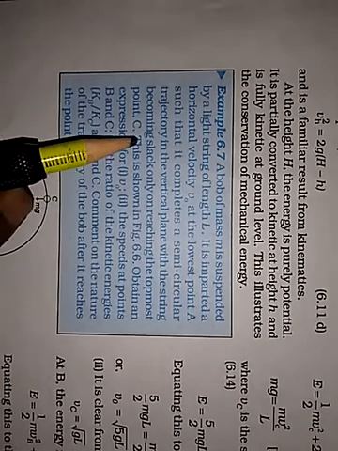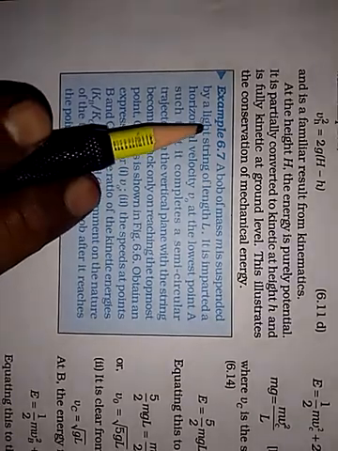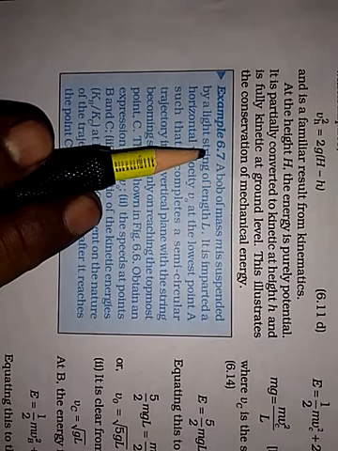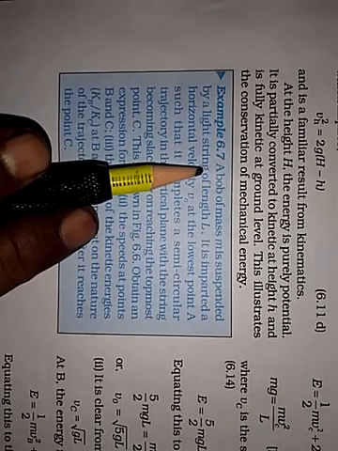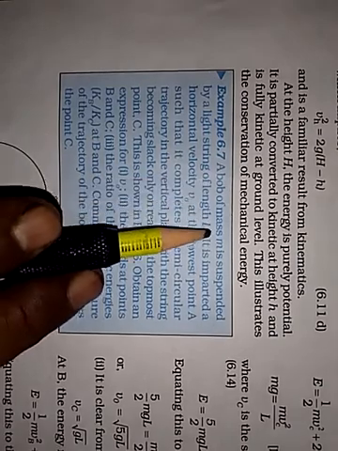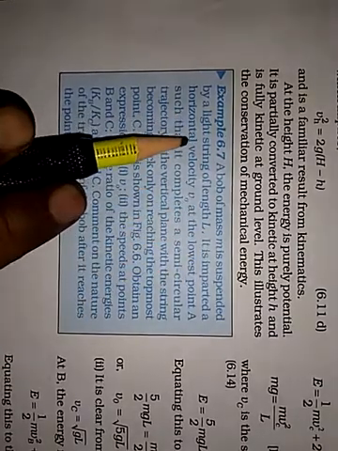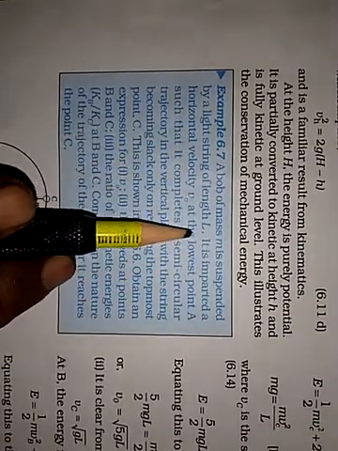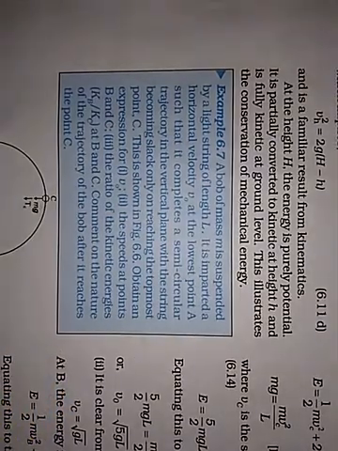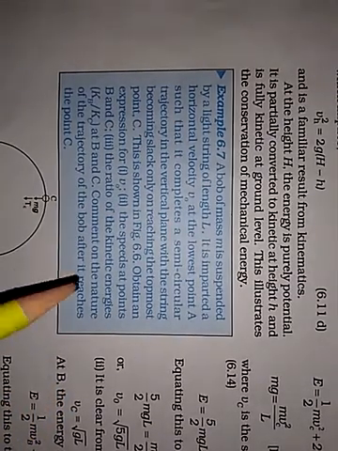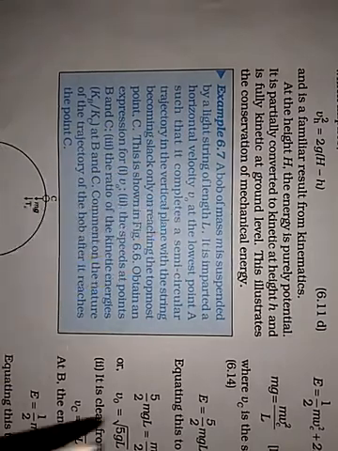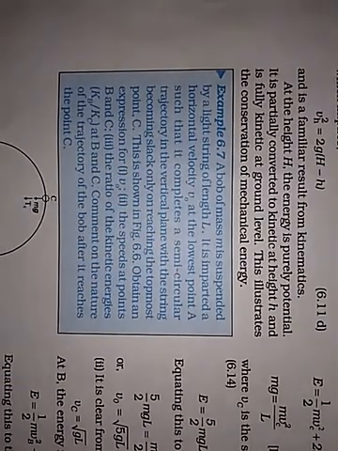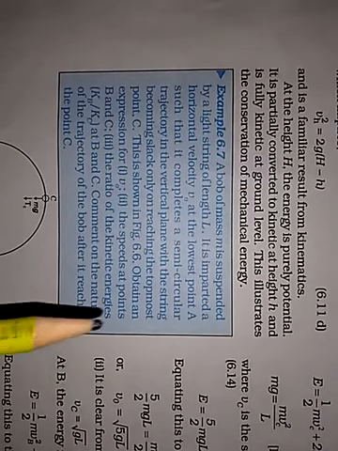Today we are going to see an example problem, example 6.7, 11th standard physics. A bob of mass m is suspended by a light string of length L. So this is the length of the string, this is the bob. It is imparted a horizontal velocity v0. So it has a horizontal velocity of v0.